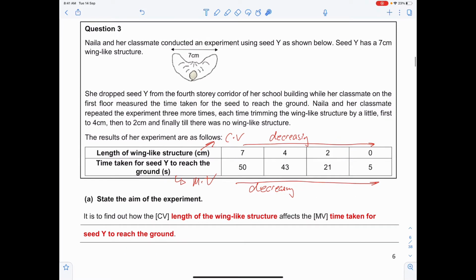So how do you then formulate your answers? It is to find out how the change variable, which is the length of the wing-like structure, affects the time taken for seed Y to reach the ground.